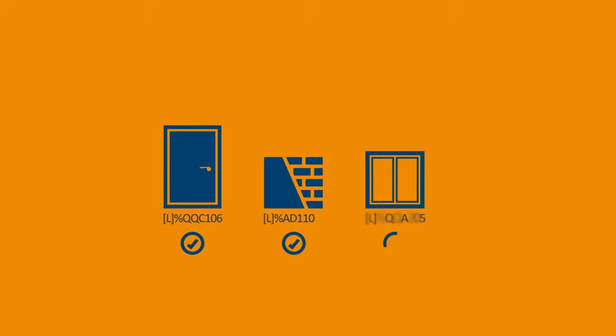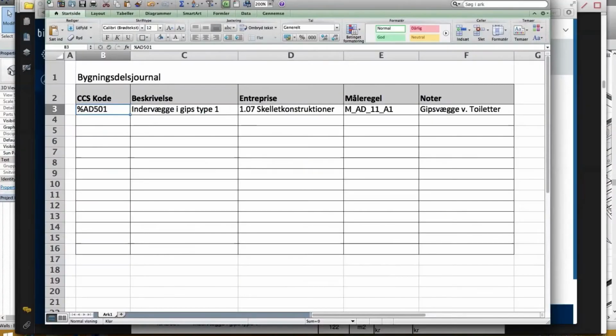As we become used to the various building elements and the associated CCS codes, we have the need to create an overall view which we can always return to. In this case, we have chosen to make a simple building element journal using a spreadsheet which lists codes, specifications, contracts, associated measurement rules, and notes for the various building elements. Here we have created the building element in question, namely the inner walls of plasterboard of type 1. For the CCS code, we use a percentage sign to indicate that we are using a type ID. The code AD is then written in. We have found the code by using CCS Navigate, and we use the serial sequence number 501.